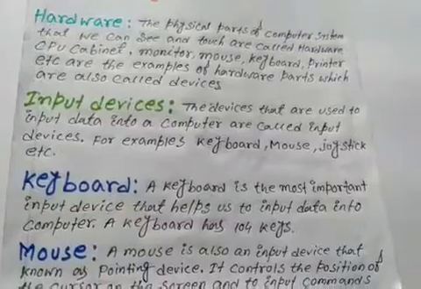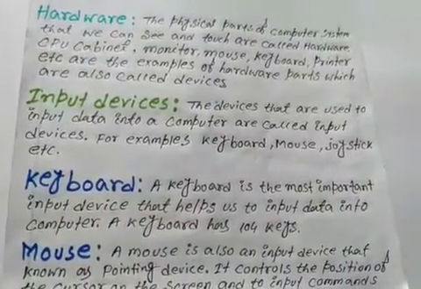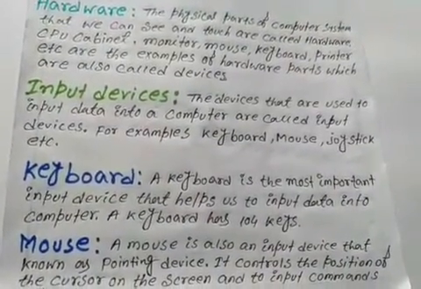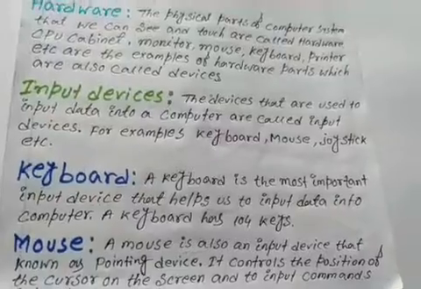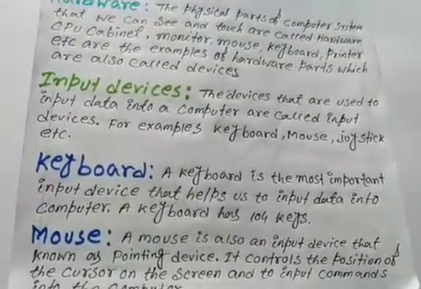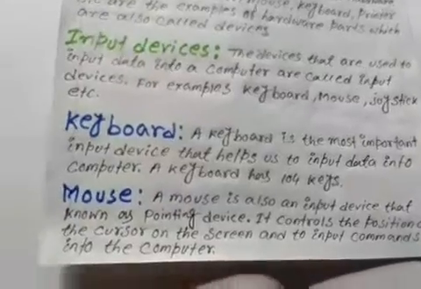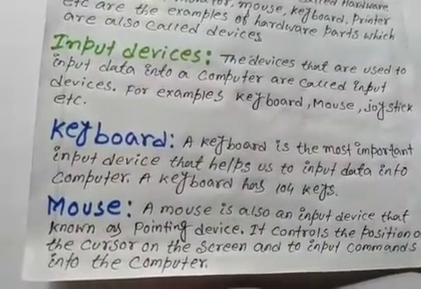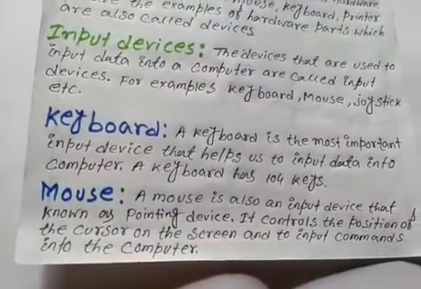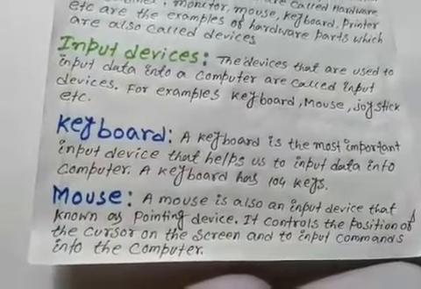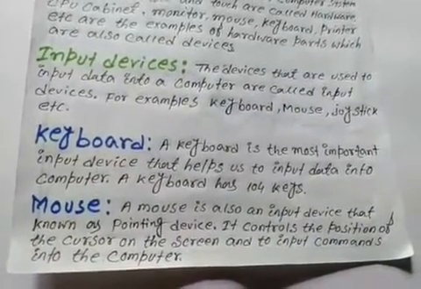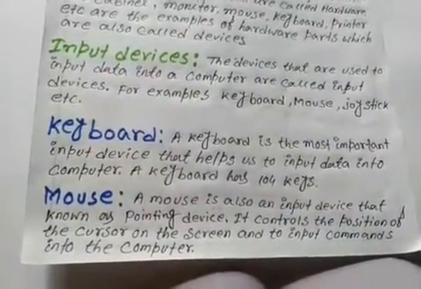The devices that are used to input data into a computer are called input devices. For example, keyboard, mouse and joystick. Keyboard: a keyboard is the most important input device that helps us to input data into the computer. A keyboard generally has 104 keys.